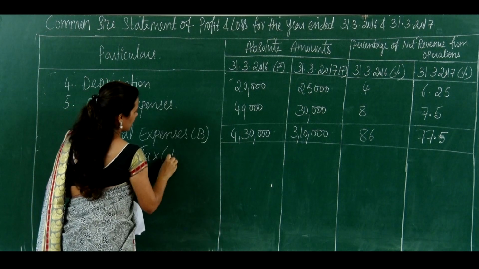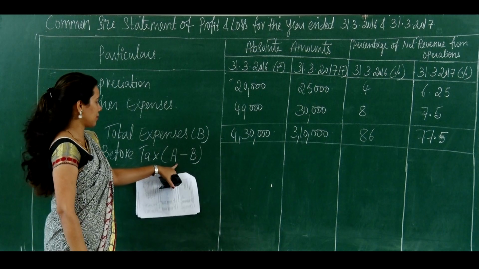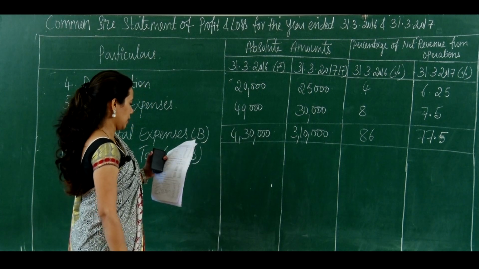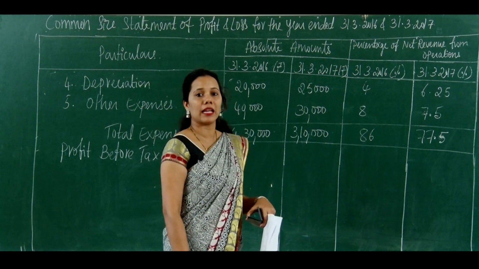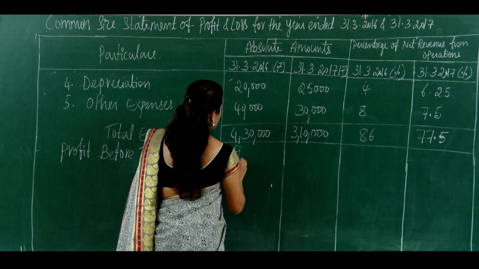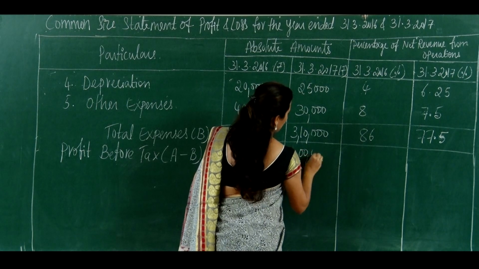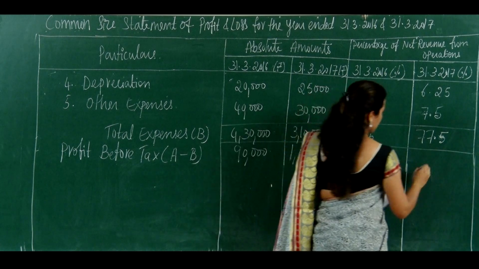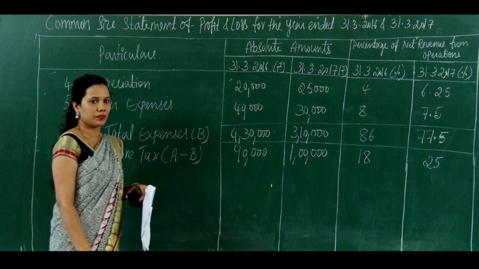So, after finding out total expenses, the next one we have to find out is profit before tax, that is total revenue minus total expenses. So, total revenue was 5,20,000 and in the second column 4,10,000. So, minus it, you get 90,000 in the first column and 1 lakh in the second column, and the percentage is 18 percentage and the second column is 25 percentage.